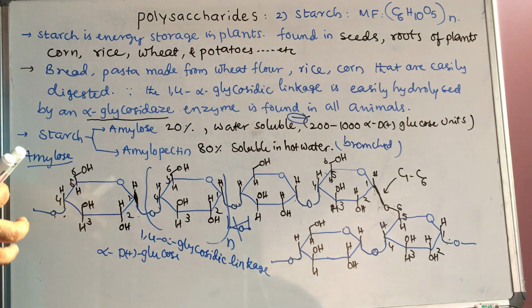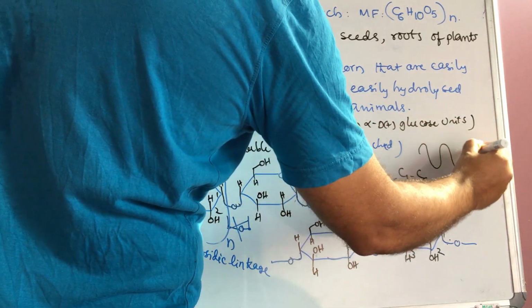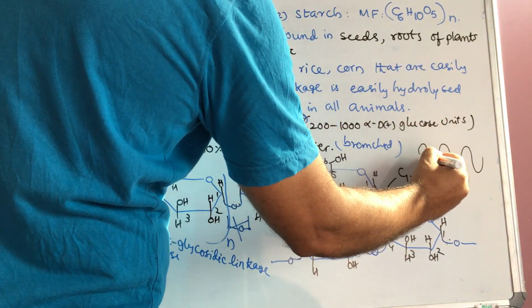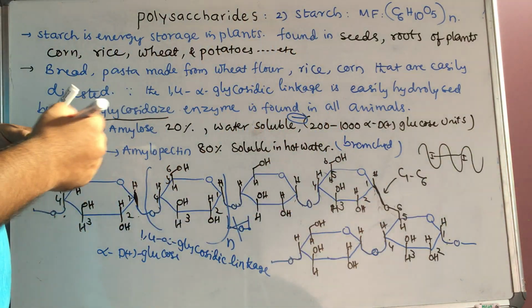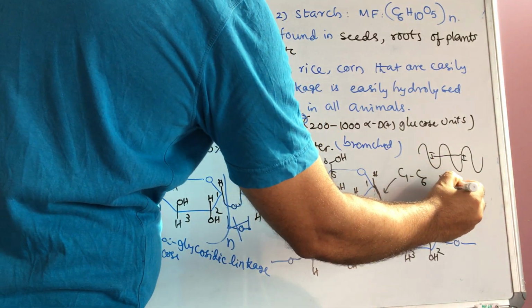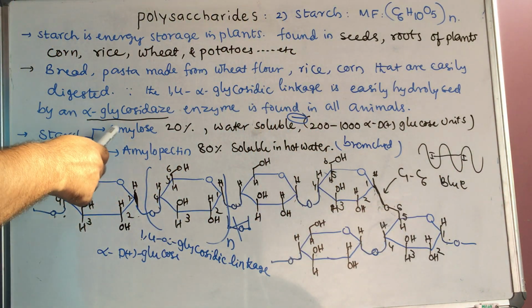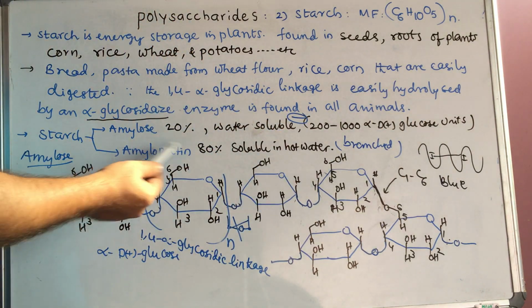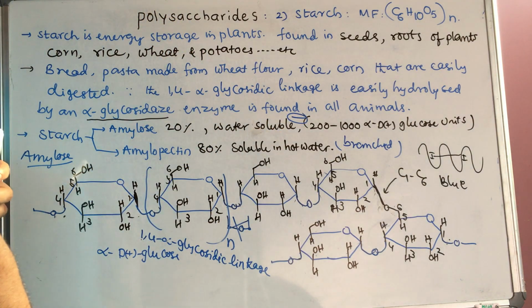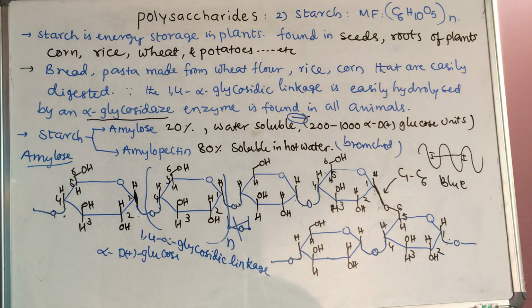And next, in this helical structure, which is 3-dimensional, iodine will form a complex, that is a blue color complex. Which one? Amylose forms the blue color complex with iodine, and amylopectin does not form the blue color complex. So it is also one of the important points for the competitive exam.